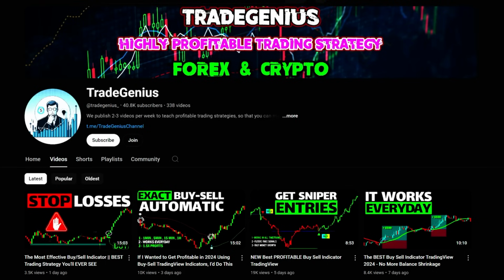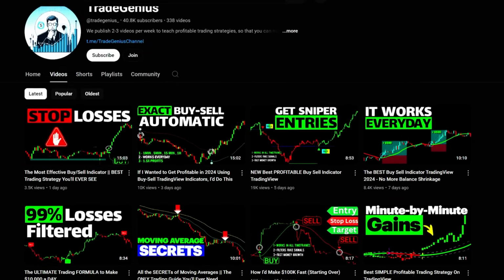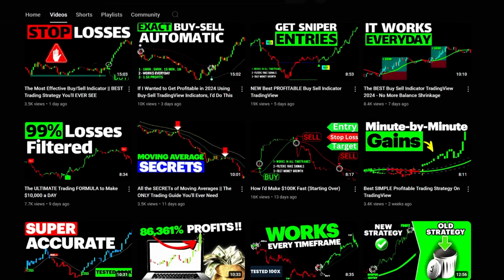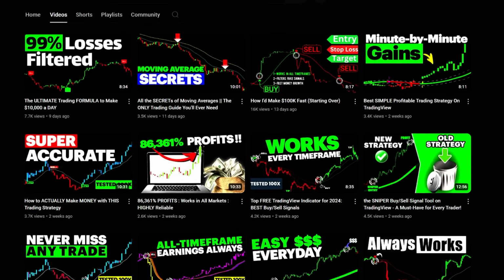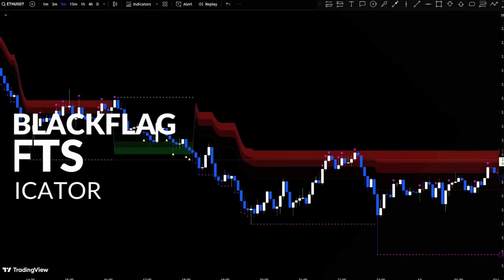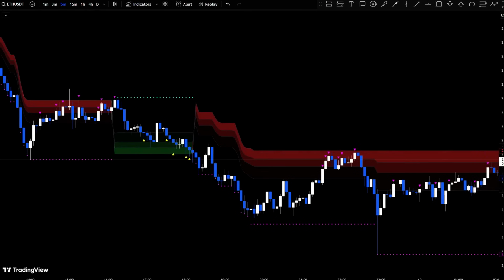Okay, traders, let's get real. You are here because you want to improve your trading, right? And you want to make smarter decisions, spot trends early, and let's be honest, make some money. I get it. And I've got something that can seriously help. The swing arm trend indicator, also known as the black flag indicator. This isn't some magic bullet, but it's a powerful tool that can give you a real edge.